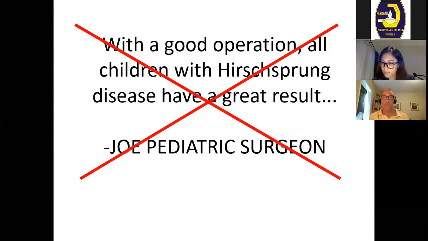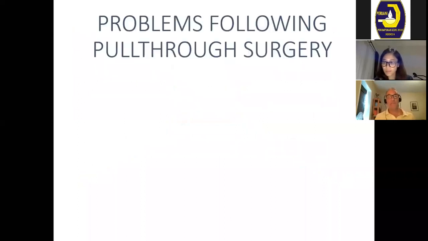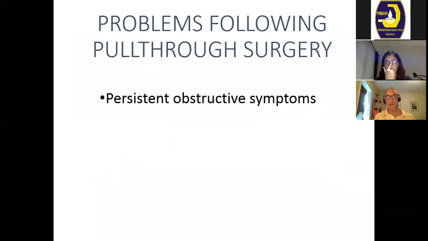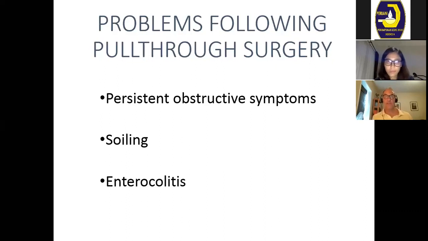And the reason we know it is because we're paying more attention to these kids now. We see them more closely in follow-up, and we're just more aware of the problems that these kids can have. There are three basic types of problems. The first one is that they can have persistent obstructive symptoms after their pull-through. The second is that they can have incontinence or soiling. And the third is that they can have enterocolitis. So I'll talk a little bit about each of these and how over the years I've tried to develop a strategy or an approach to each of these problems.